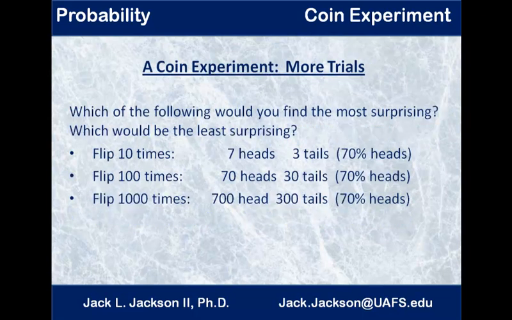Okay, so let's continue with this idea a little bit. Suppose we flip the coin 10 times. We could get 7 heads and 3 tails, 70% heads. If we flipped it 100 times, it's possible we could get 70 heads and 30 tails. Again, 70% heads. If we did 1,000 times, we could get 700 heads and 300 tails. 70% heads. What do you think? Which would be the least surprising of those three results? Flipping it 10 times and getting 70%, 100 times and getting 70%, or 1,000 times and getting 70%? Which would be the most surprising?